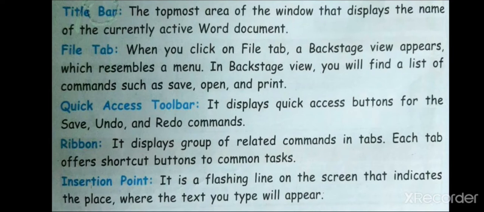Insertion point. It is a flashing line on the screen that indicates the place where the text you type will appear. This line is a flashing or blinking line that indicates the place where the text you type will appear. ये लाइन हमें दिखाती है कि जो टेक्स्ट हमने टाइप करना है वो कहाँ पे आएगा.